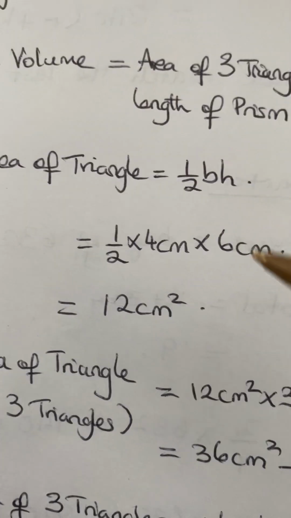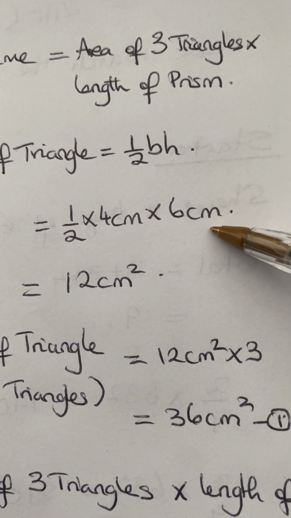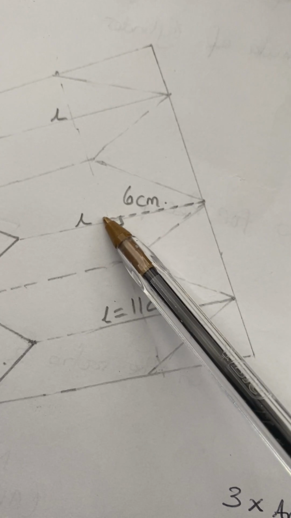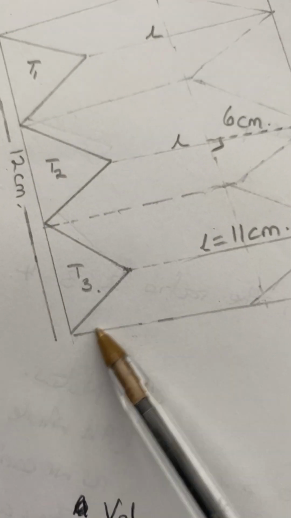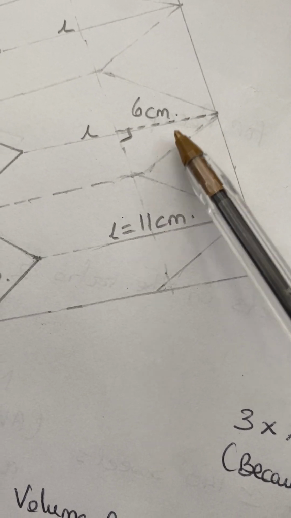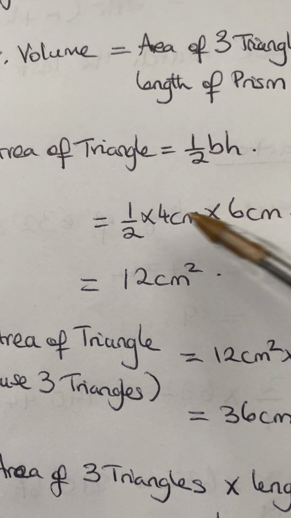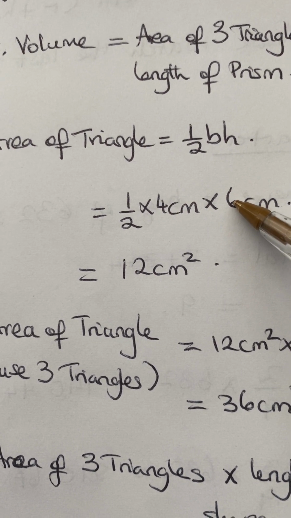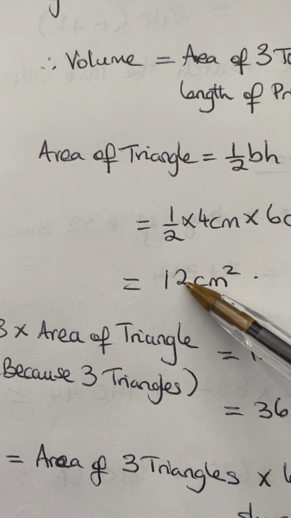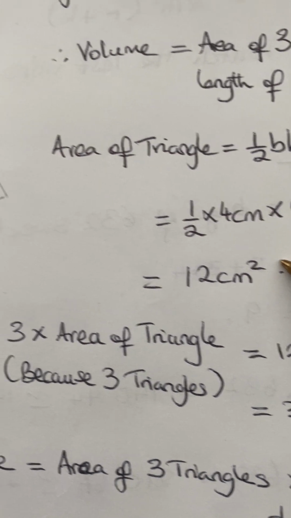So half times 4 centimeters times 6 centimeters, which is the height. The height has been given there. They could have given it to you here or there, but they gave it to you here. So you have to look for it in the diagram. Now, if you do that correctly on the calculator, or mentally, it is 4 times 6, which is 24, divided by 2, which is 12 centimeters squared. It's area, so it's centimeters squared.